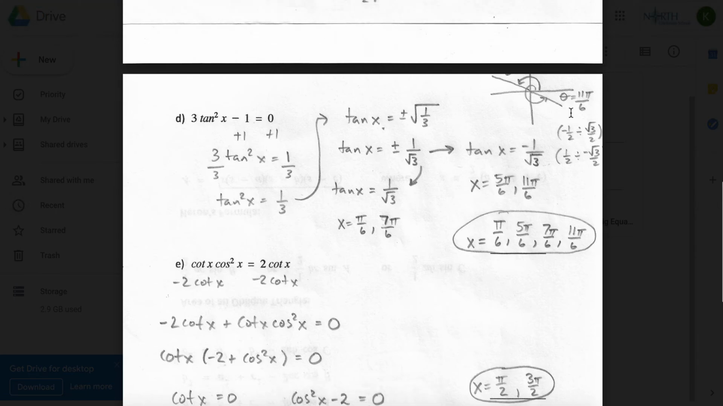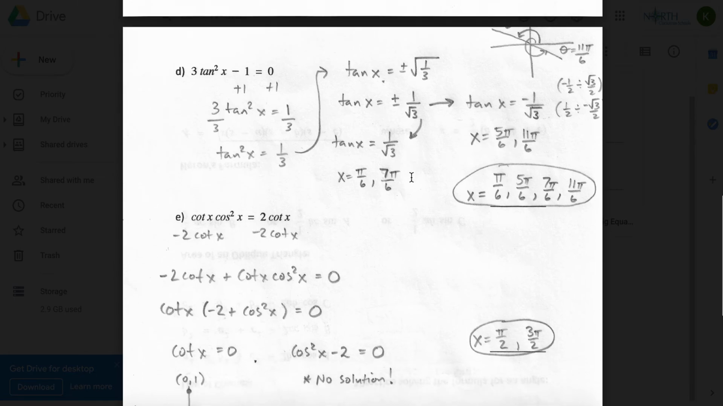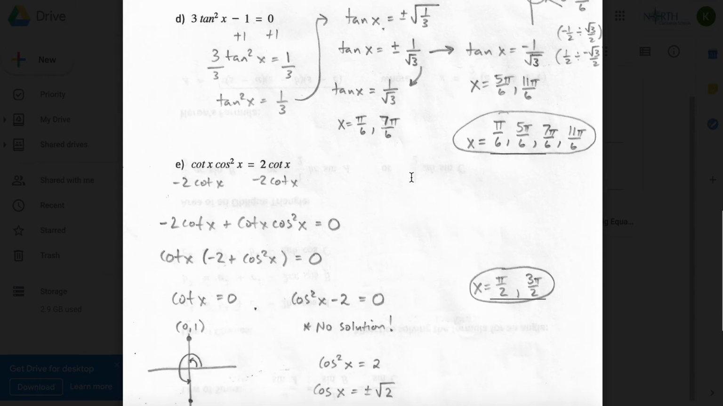And those coordinates correspond with 11 pi over 6 in the fourth quadrant. So there we got 4 solutions. All right, last example.